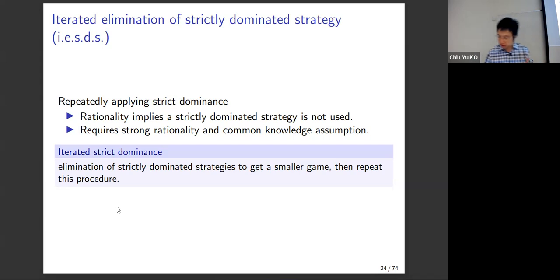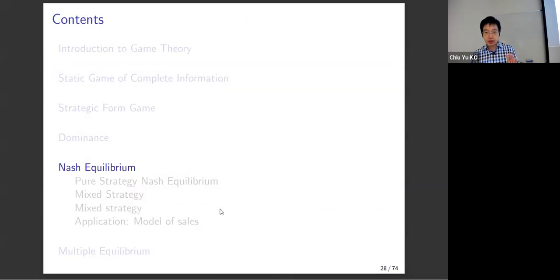Today we see this kind of stuff. Very soon, this kind of thing, doing dumb things, we need to remove. But the next thing is called Nash equilibrium.